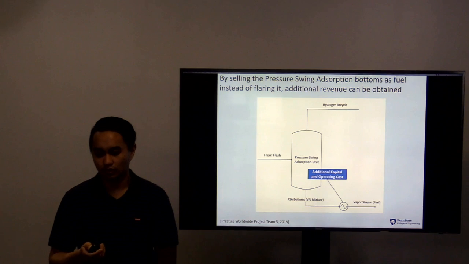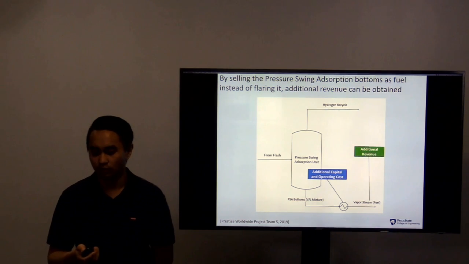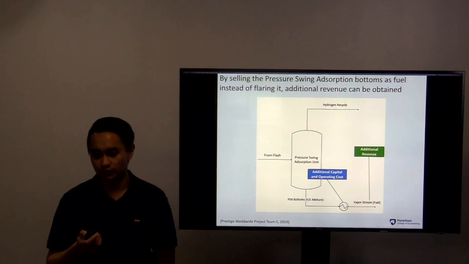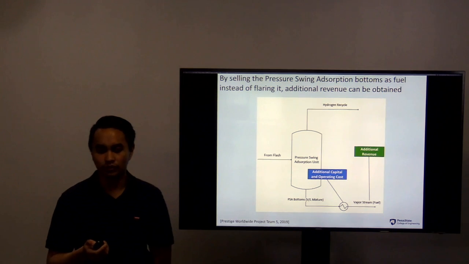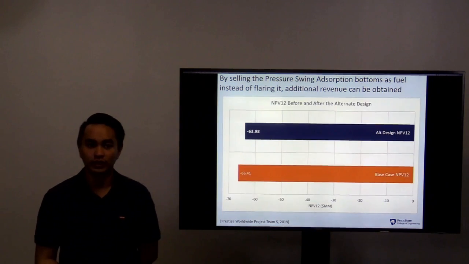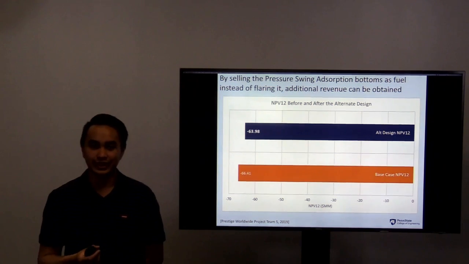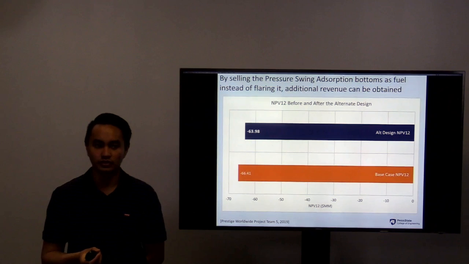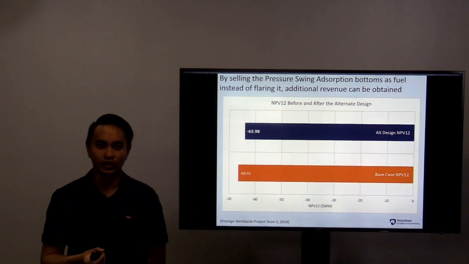The additional revenue from the stream coming out at 793 pounds per hour. The difference of net present value between the second alternate design and the base case is $2.5 million. Next, I will hand over to Mike.